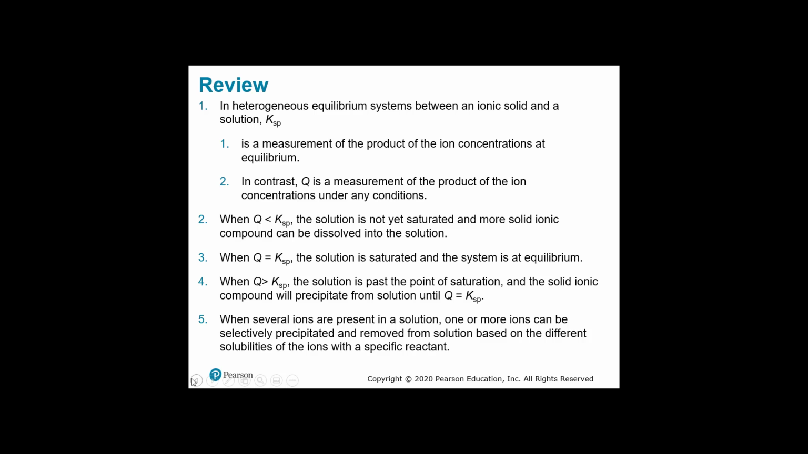When Q is less than KSP, the solution is not yet saturated. Saturated means it cannot dissolve any more. Nothing can be added to it. More solid ionic compound will be dissolved, because it's not saturated, it can take more in. When Q equals KSP, the solution is saturated and the system is at equilibrium. When Q is greater than KSP, the solution is past the point of saturation. It went past equilibrium, and the solid ionic compound will form out of the solution until it gets to a value of Q equals KSP.